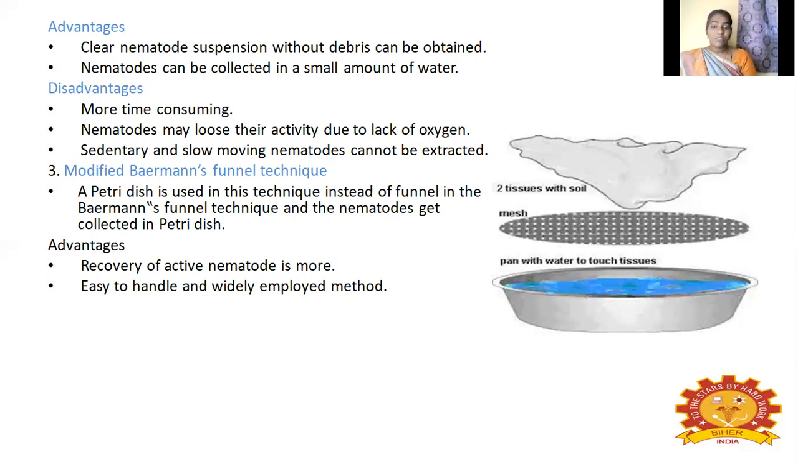So here are the advantages of the modified Baermann's funnel technique. The recovery of active nematode is more when compared to the funnel method. It is easy to handle and it is a widely employed method too. For this method we need no additional equipment at all. We just need a pan and a tissue paper. That is enough.